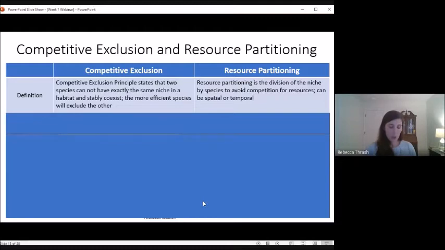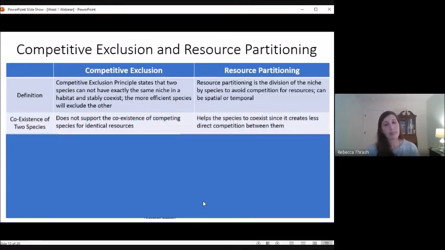And now these resources can be spatially partitioned or partitioned in time, meaning maybe some are using it during the day and the others at night, or maybe they actually move around. So how does this affect the coexistence of the two species? Well, with competitive exclusion, there is no support for the coexisting of two species for identical resources. But with resource partitioning, the entire point is to help species coexist and create less direct competition between them.